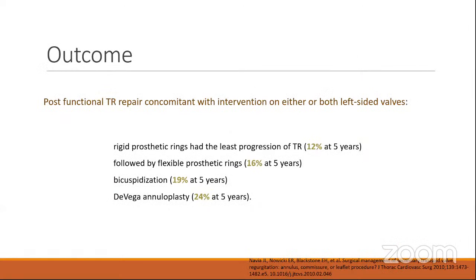So what is the outcome of these techniques? For functional tricuspid regurgitation repair concomitant with intervention on either or both sided valves, a study done in 2010 showed that rigid prosthetic rings had the least progression of tricuspid regurgitation, 12% at 5 years, followed by flexible prosthetic rings, 16% at 5 years, bicuspidization, 19% at 5 years, and the last one, the De Vega style annuloplasty, 24% at 5 years.